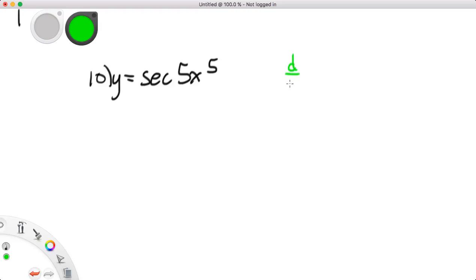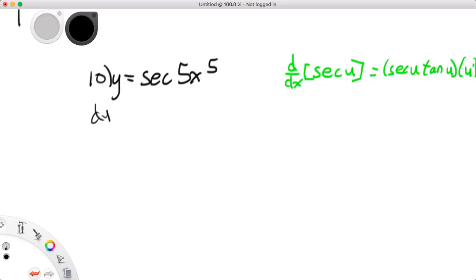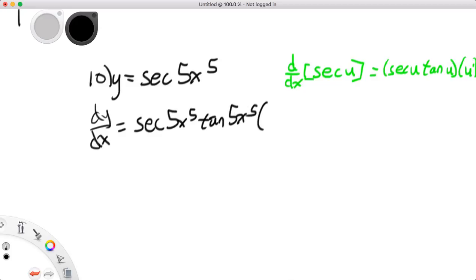Okay, let's look at secant. Number 10. y equals the secant of 5x to the 5th. All right, and once again, we will consult the derivative chart that we've memorized, and we know that the derivative with respect to x of secant u is going to be secant u tan u times u prime.